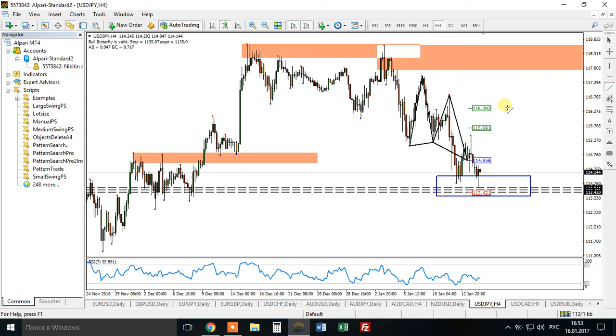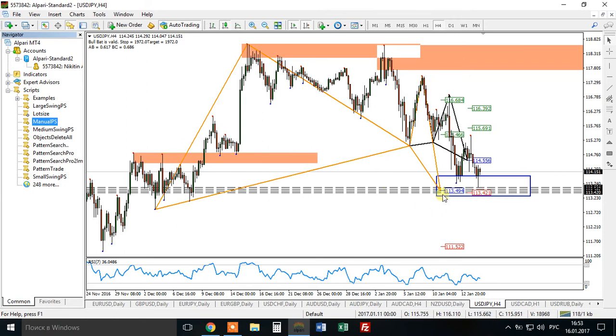Let me measure something else, a bit larger pattern. This is X to A, this is A to B, this is B to C. And this gives me another pattern that is called a bat pattern. So the bat pattern entry is a bit lower and it goes below the previous low, the previous daily structure low. So this pattern is more preferable and the first one is more aggressive.